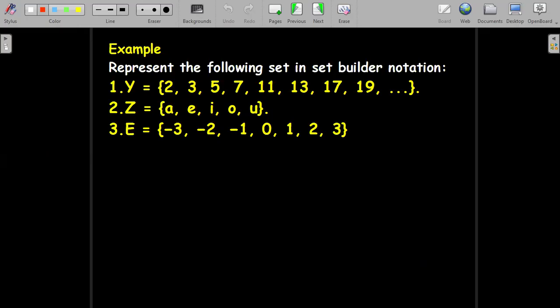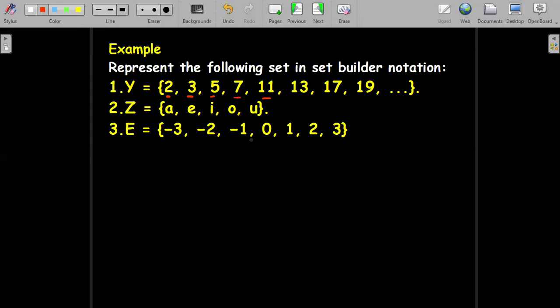So the next question says represent the following set in set builder notation. So how do we do this? We have to represent these in set builder notation. So as we are representing, we can represent them by description or you can use some notations even as you go on. So we have the first one, set Y. Look at set Y, starting 2, 3, 5, 7, 11, 13, and all the way. They're showing you these dots just mean that this set continues to go up to infinity. This is a set that continues to go like that.